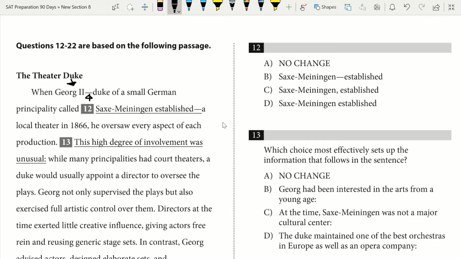Okay, so we can't use it after that. So I know I'm going to be using it for non-essential information. And if I'm using it for non-essential information, I'm going to have another M dash somewhere. Okay, so C and D would have no M dash anywhere else, so I can get rid of those. So now I'm between A and B. So let's take a look.